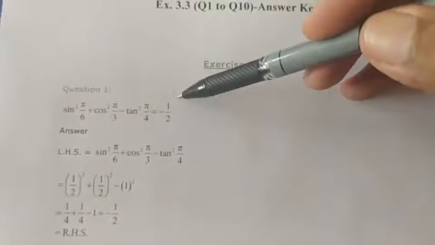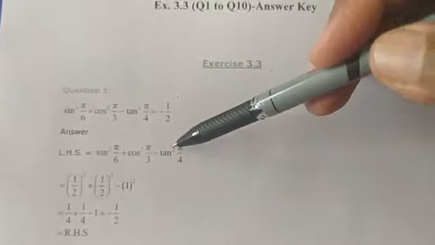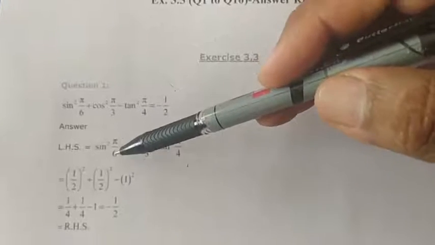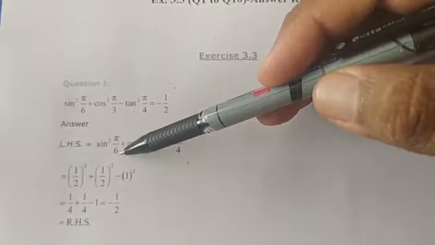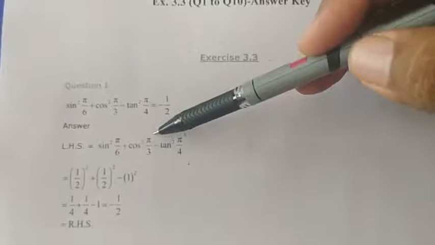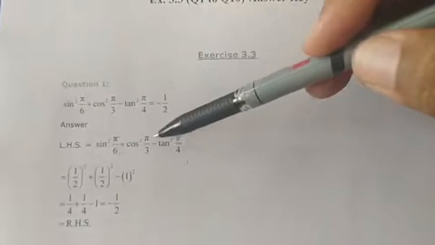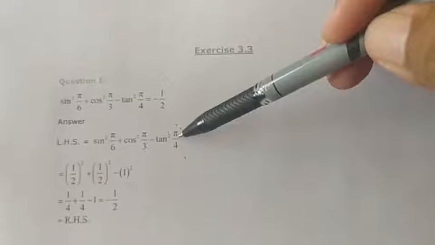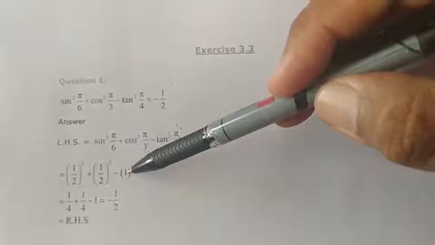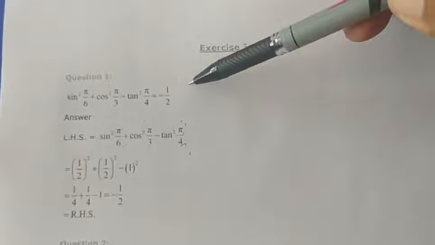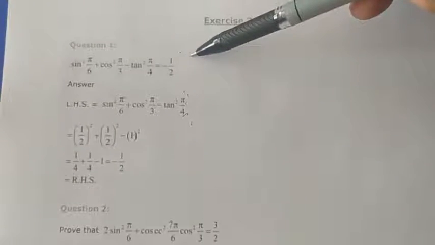Here you have to prove. You will take the LHS: sin square pi by 6 plus cos square pi by 3 minus tan square pi by 4. Here is sin square pi by 6. Pi by 6 means pi is 180, 180 by 6 is 30. Sin 30 is 1 by 2 and the square is here, so you will take the square. Cos square pi by 3: cos pi by 3 is 60, cos 60 is 1 by 2, its square, minus tan pi by 4. 180 by 4 is 45. Tan 45 is 1, and 1 square is 1. So you will put all the values and you will get the answer as minus 1 by 2. That's your RHS. Hence LHS equals RHS.